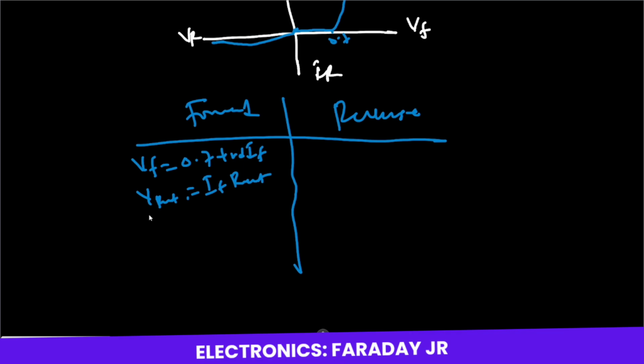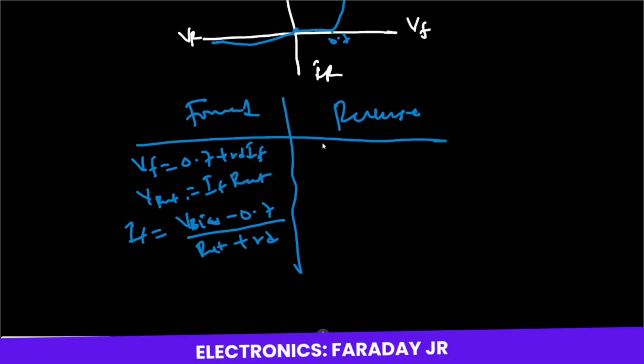And then what other parameter can we look for? We can look for the forward current, which in the complete model is equal to V bias minus 0.7, all divided by R limit plus RD.